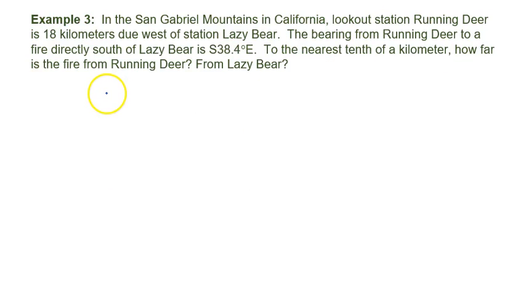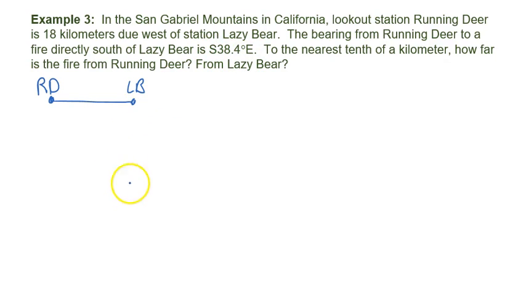Okay, example 3. In the San Gabriel Mountains in California, Lookout Station Running Deer is 18 kilometers due west of the station Lazy Bear. So Running Deer is west of Lazy Bear. The bearing from Running Deer to a fire directly south of Lazy Bear is 38.4 east, so south 38.4 east.